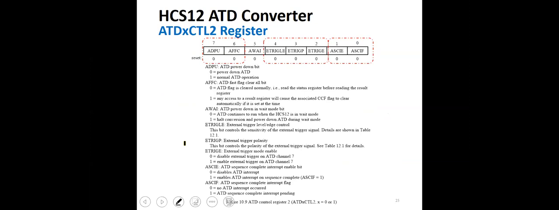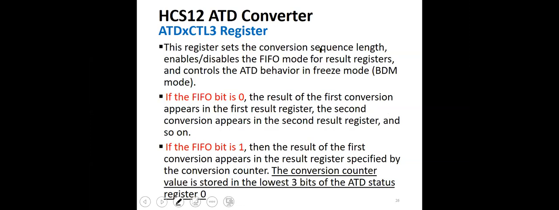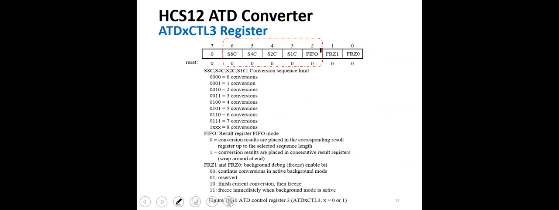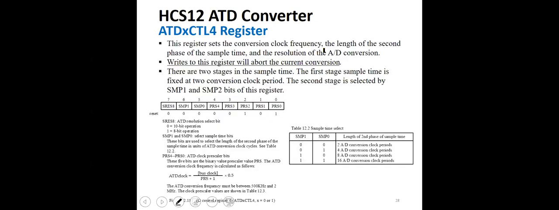This is control register number two, for example. Some of the bits can be used to turn on the power of the A to D, some of them are related to the sequence conversion, interrupt flag and interrupt enable, the external trigger, whether it is enabled or not, and the type of the trigger that can trigger the conversion. Control register number three, as we said, can be used to control the sequence length, which is mostly what we are concerned with in our discussion. The FIFO mode, I said we are not very interested in that.